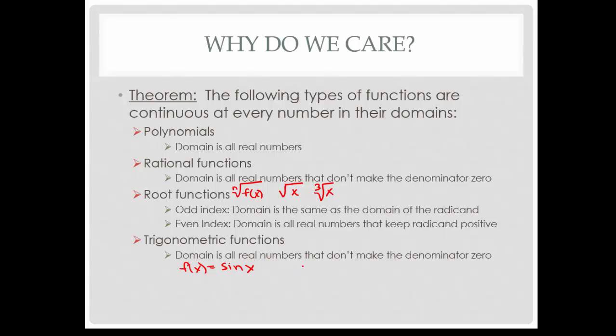As opposed to, let's say, f of x equals cosecant x, which, if you remember, is 1 over sine x. That does have a denominator that has the possibility of being equal to 0. So the domain of cosecant x is all real numbers that don't make sine x equal to 0. So how is this supposed to help us when we're going to calculate limits?